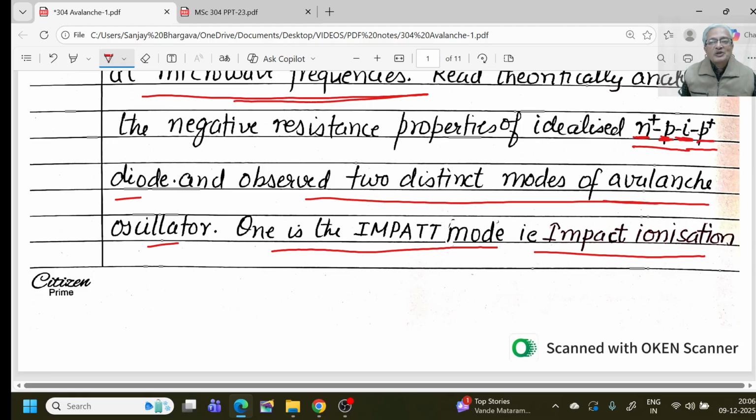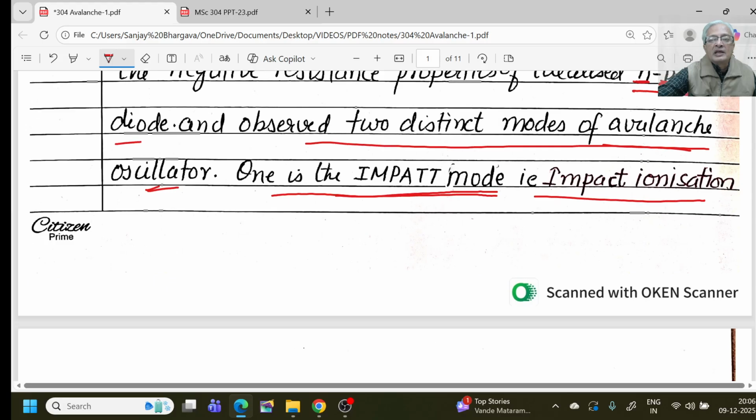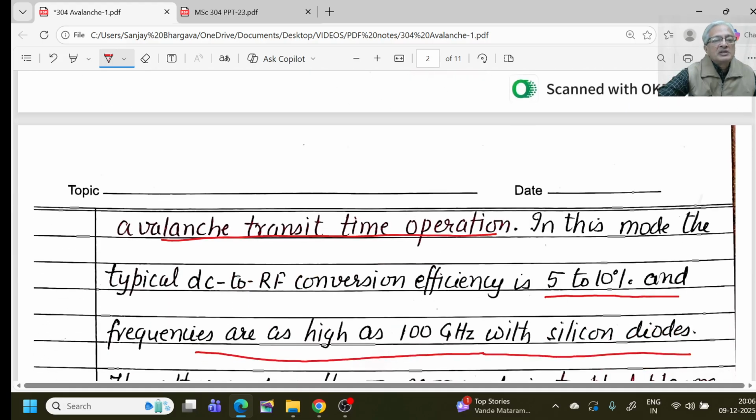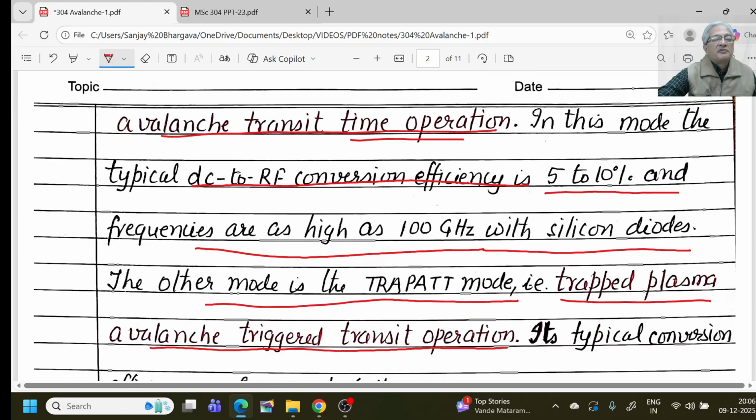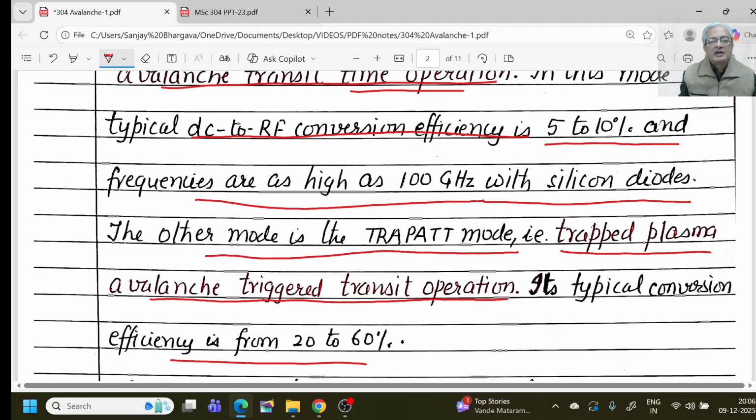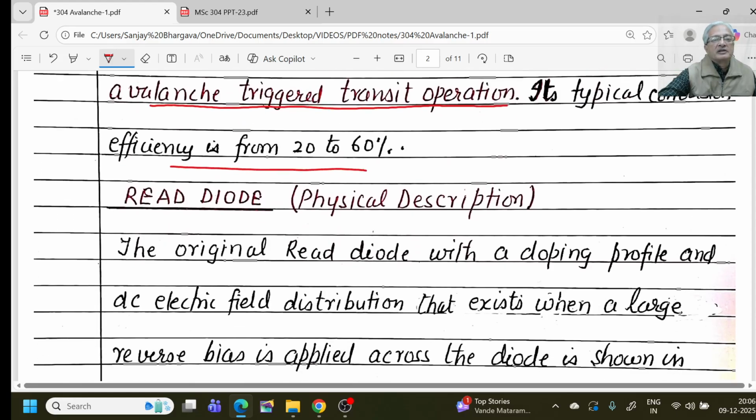There are 2 distinct modes of avalanche oscillator. One is called the impact mode, IMPATT, which represents impact ionization avalanche transit time operation. In this mode, the typical DC to RF conversion efficiency is 5 to 10% and the frequencies are as high as 100 gigahertz with silicon diodes. The other mode is the TRAPATT mode, which represents trapped plasma avalanche triggered transit operation, and here the typical efficiency ranges from 20 to 60%.